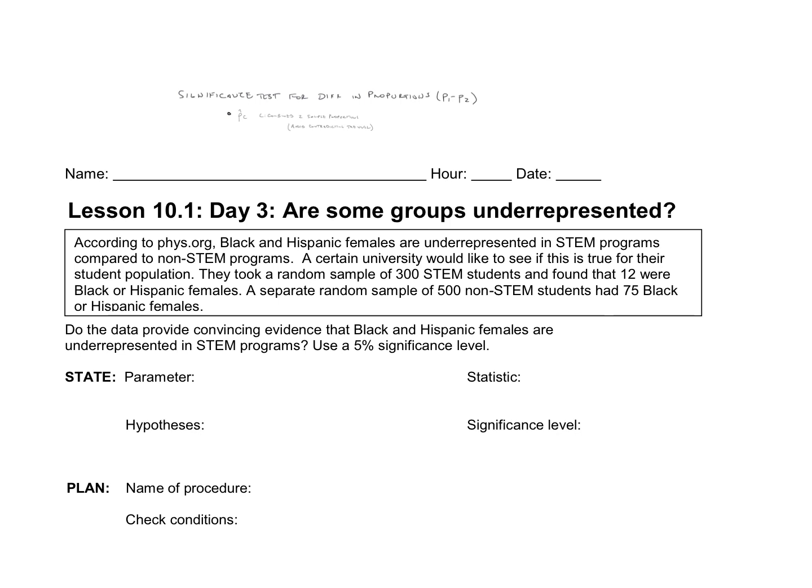According to this website, Black and Hispanic females are underrepresented in STEM programs compared to non-STEM programs. A certain university would like to see if this is true for their student population. Let's assume that it's a big university. They took a random sample of 300 STEM students and found that 12 were Black or Hispanic females. Then they took a separate random sample, so you can see two samples, two proportions, and found that 75 of the 500 non-STEM students were Black or Hispanic females.